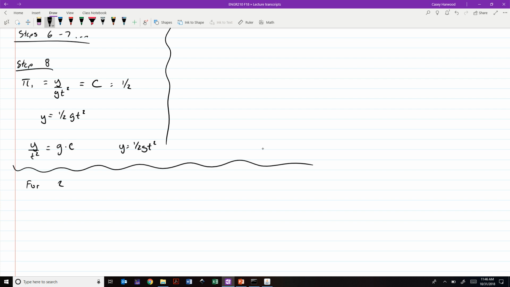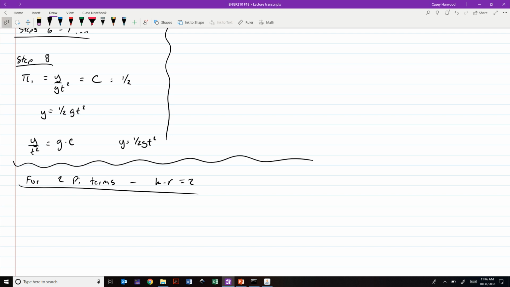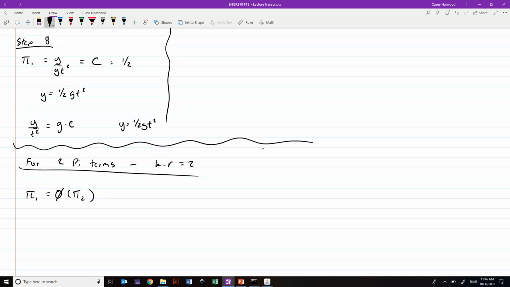For 2 pi terms. Okay. Or if k minus r is equal to 2, pi 1 is some unknown function of pi 2. Okay. So this leads us to be able to plot this on a two-dimensional set of axes. This leads to a curve.